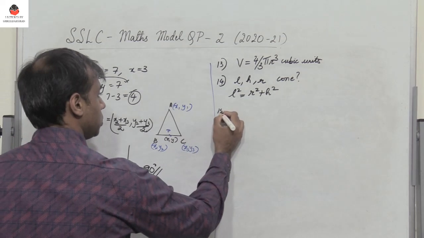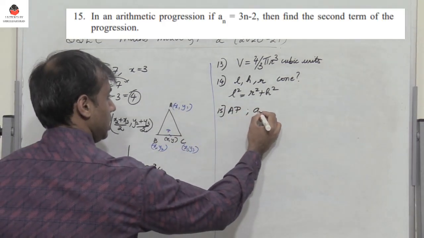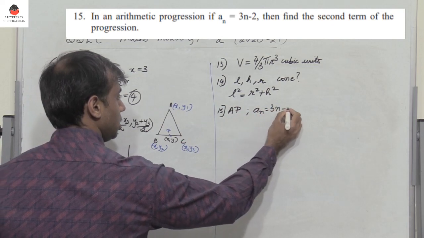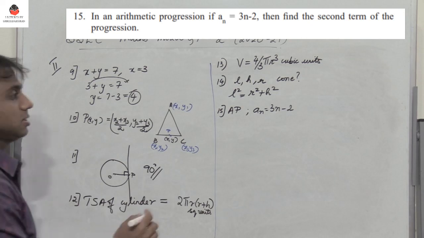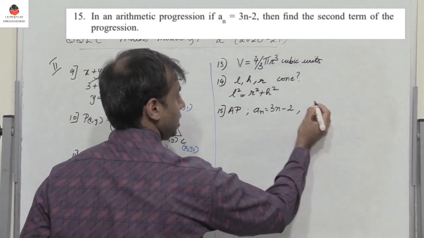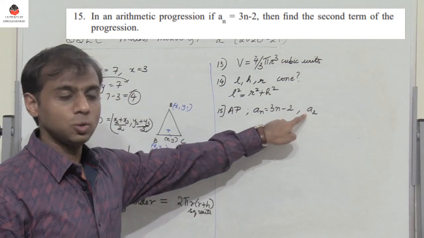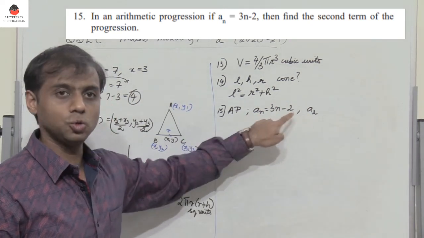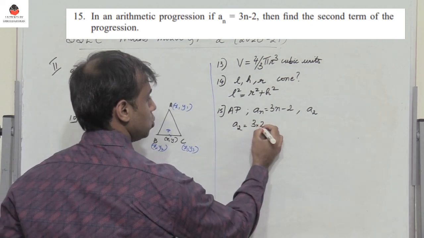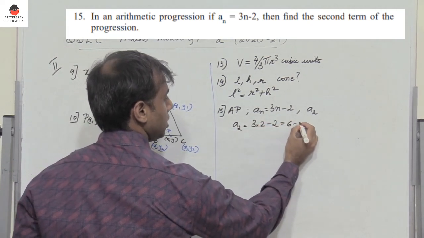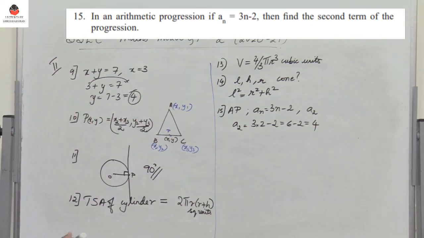Next, 15th one. In an arithmetic progression, if aₙ = 3n − 2, so that has been given in the question, find the second term. I need to find a₂. So since aₙ has been given and I need to find a₂, I have to substitute n = 2. So therefore a₂ = 3 × 2 − 2, which is 6 − 2 = 4. So a₂ is 4. Very simple.